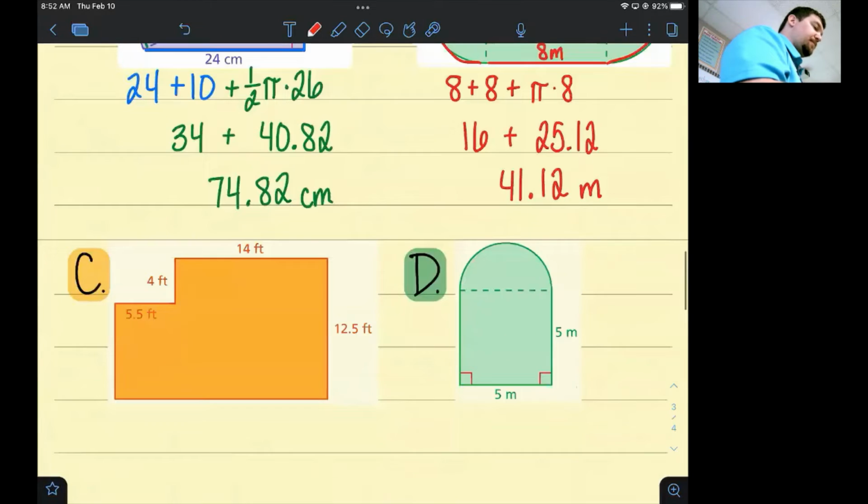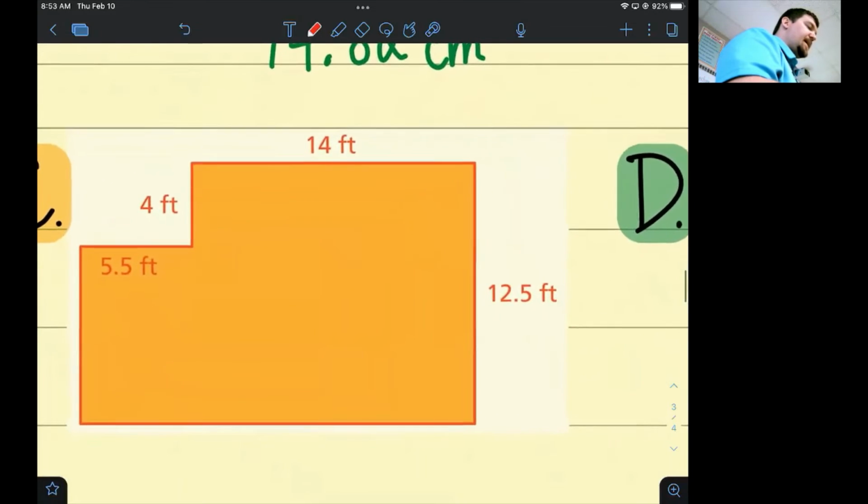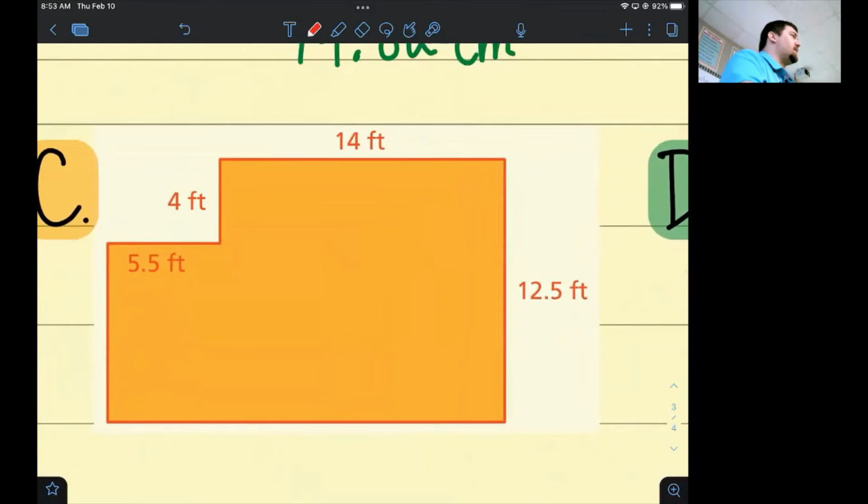Look at example C. Now, how many sides do you see on example C? Whitney? 6. There are 6 of them. Only 4 of them are given to us. So we're going to have to find 2 of the missing sides first.